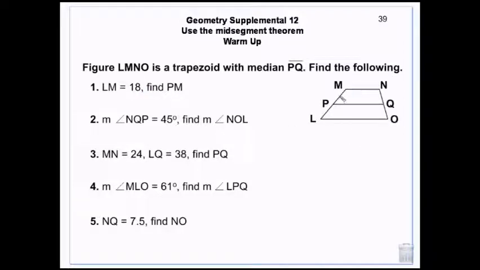If LM, this whole side, is 18, and PM, PQ is a median, what does that tell me about these two halves, or these two parts? They're each 9. Yeah, they're each 9.